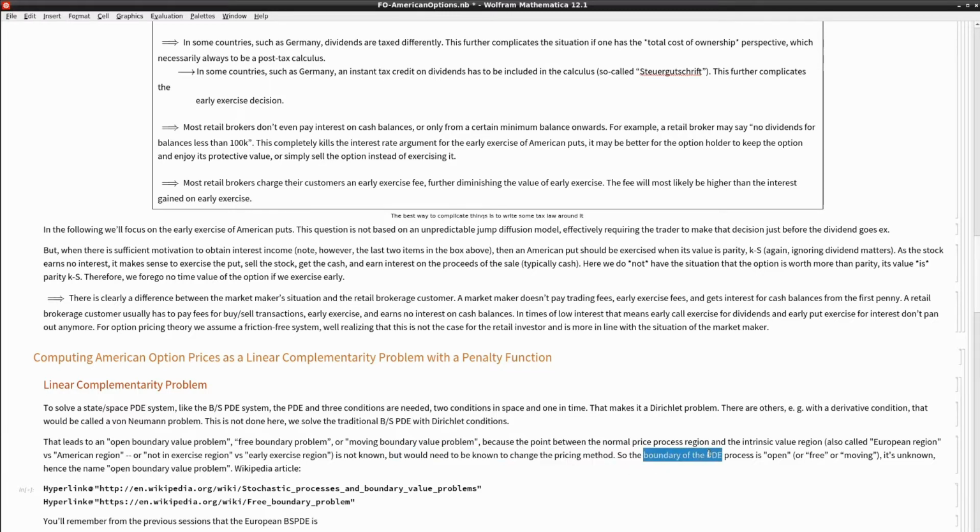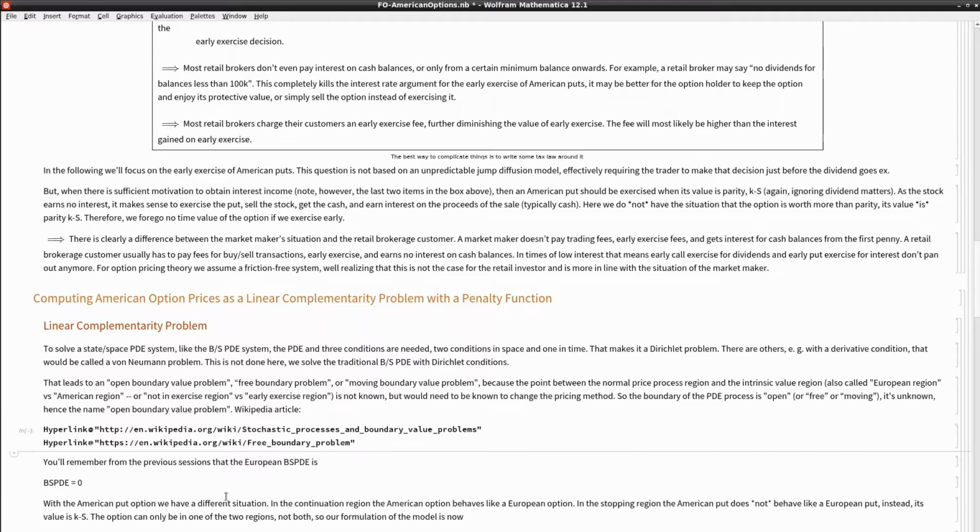So the boundary of the PDE process is open or free or moving. It's unknown, and that's where the name open boundary value problem comes from. And here are two links to Wikipedia pages about the boundary problems.